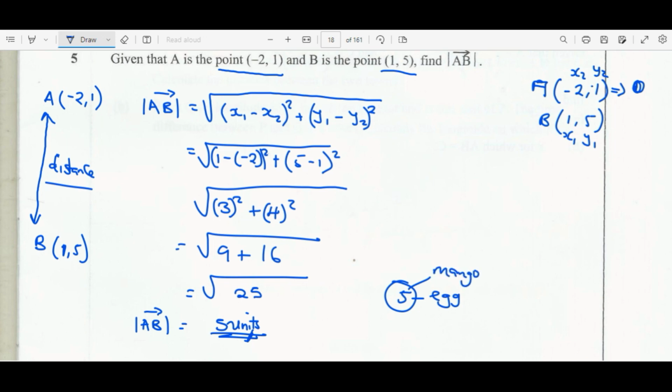So you put units so that we know that it is distance that you are looking for.